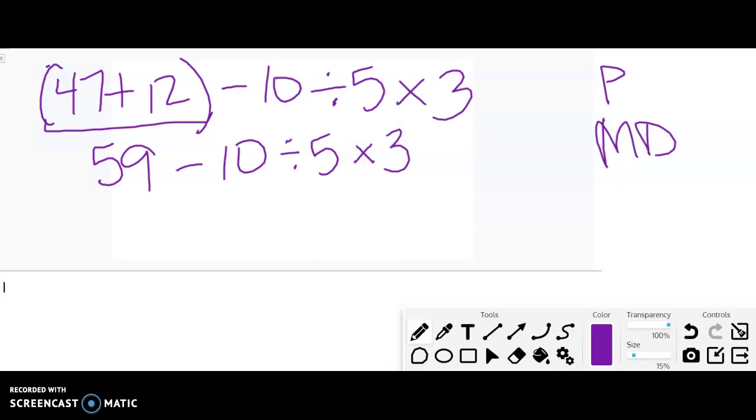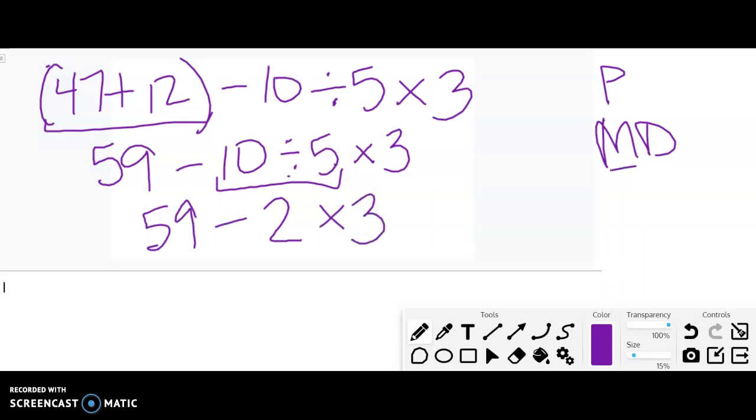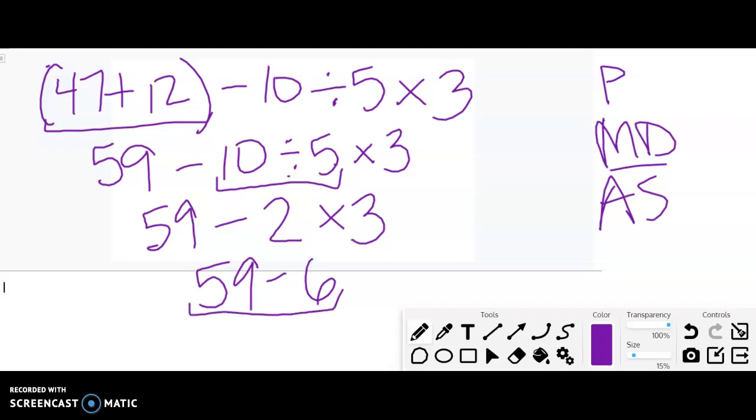Now I can look at multiplying, dividing. I have dividing and I have multiplying, so I do the one that's on the left first, which is dividing. So I do 10 divided by 5. 10 divided by 5 is 2 because 2 times 5 equals 10. Rewrite everything I haven't used yet. I still have more multiplying, dividing, so I need to do that step again. Okay, I don't move on to the next, like adding and subtracting, until I've done all the multiplying, dividing. 2 times 3 is 6. Rewrite everything. Now I can go on to the last step of, in this case, subtracting, because I'm done with my other steps. So 59 minus 6 is 53.